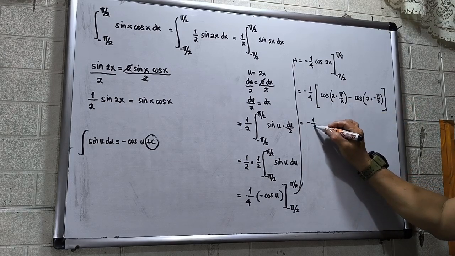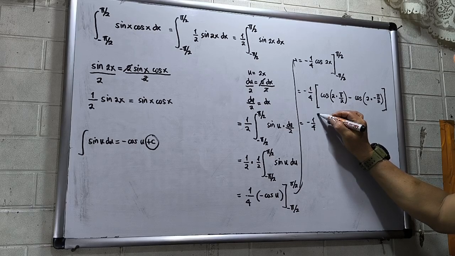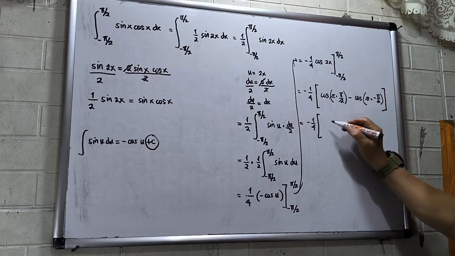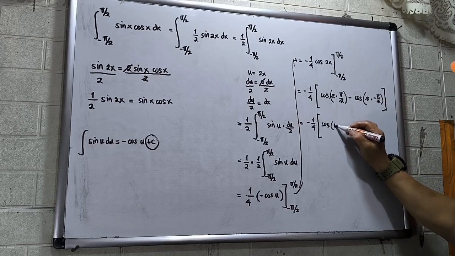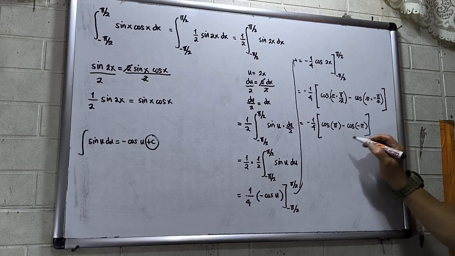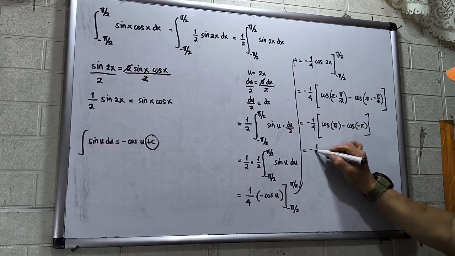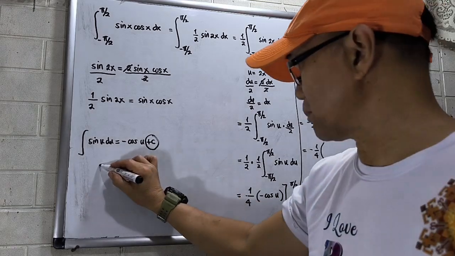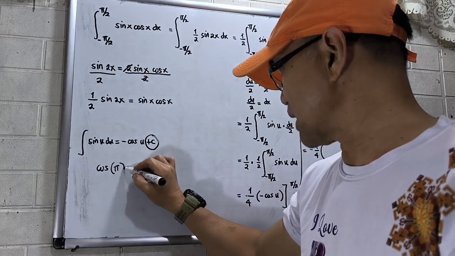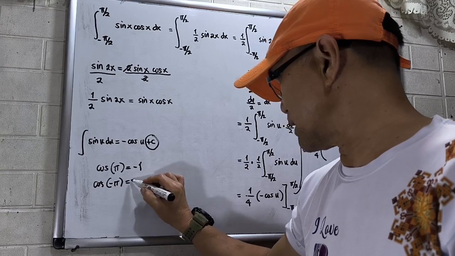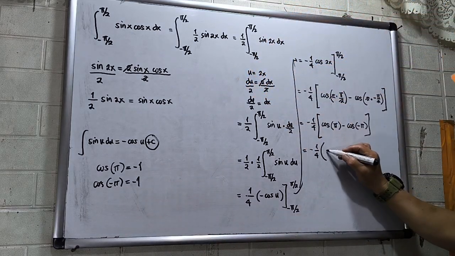So this will be negative 1 over 4 times the square brackets. Cross out the 2, cross out also the 2. So I now have cosine pi minus cosine negative pi. What is cosine pi? Just press your scientific calculator. This is negative 1. Then I have cosine negative pi, which is still negative 1.